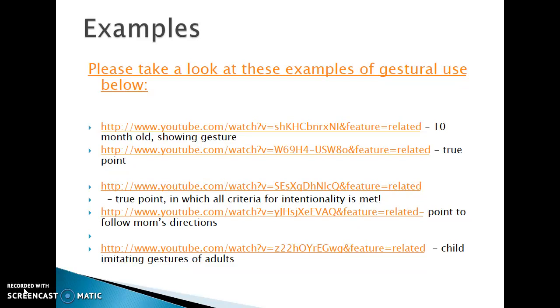And you'll see gestural language in there, and so the expectation is that you'll be able to identify that gesture and talk about what kind of gesture it is.